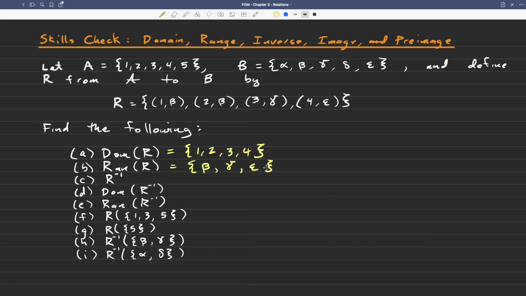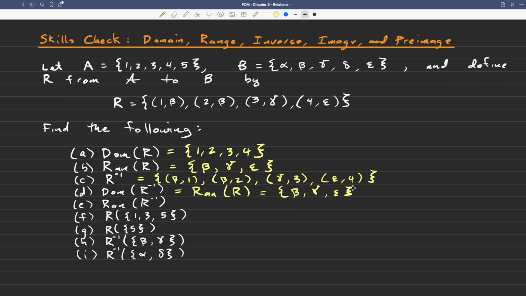What is R inverse? R inverse means take all the ordered pairs that were in R and just reverse their order, and you get the inverse. So for R inverse, I would get ordered pair beta 1, ordered pair beta 2, ordered pair gamma 3, and ordered pair epsilon 4. The domain of R inverse, now that I have R inverse just sitting there staring at me, I can just read off what its domain is. The domain of R inverse is the set of all first components that appear in that relation. Alternatively, I could remember the theorem that says that the domain of R inverse is the same as the range of R, which I've already listed, is beta, gamma, epsilon.